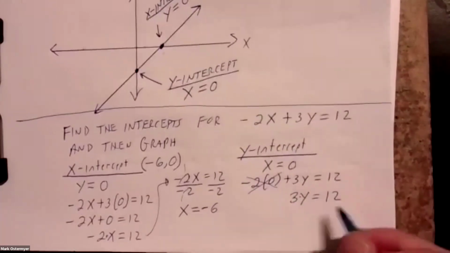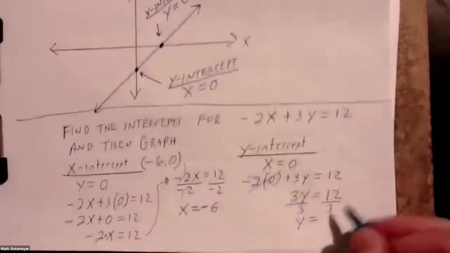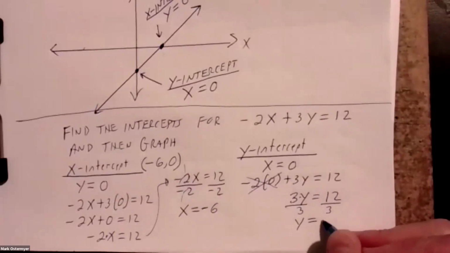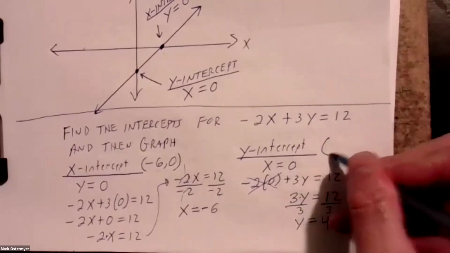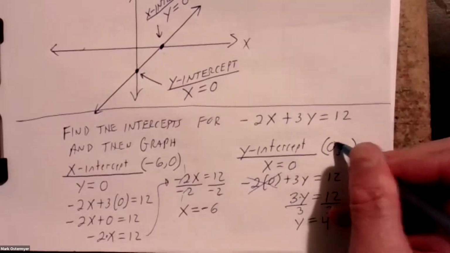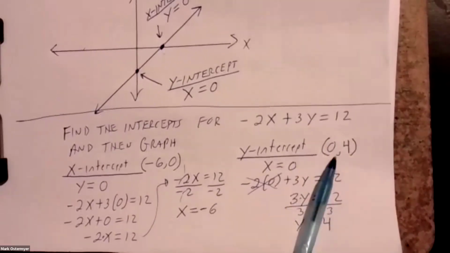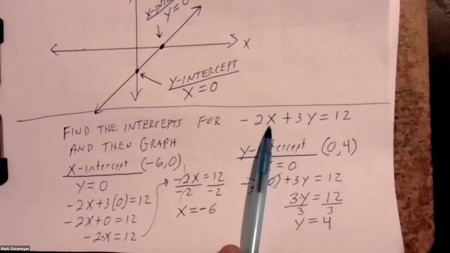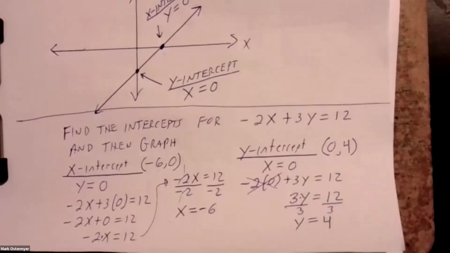How do I solve for y now? You divide by 3. Divide both sides of the equation by 3. The left side simplifies to 1y or y. The right side is our solution, which is 12 divided by 3, which is 4. My y-intercept is 4, or as an ordered pair, it is 0, comma 4. That's your y-intercept. It's at this point on the y-axis that the graph of this linear equation will go through. Ladies and gentlemen, any questions how I found the x and y-intercept for this linear equation?